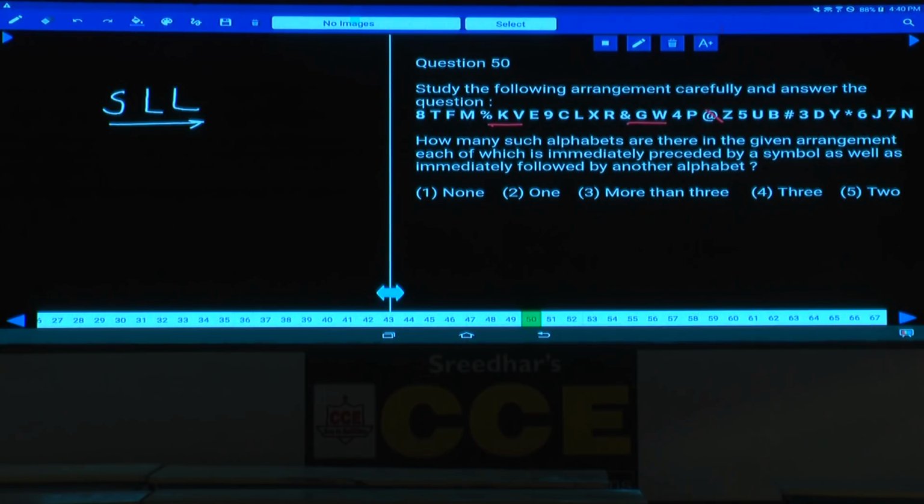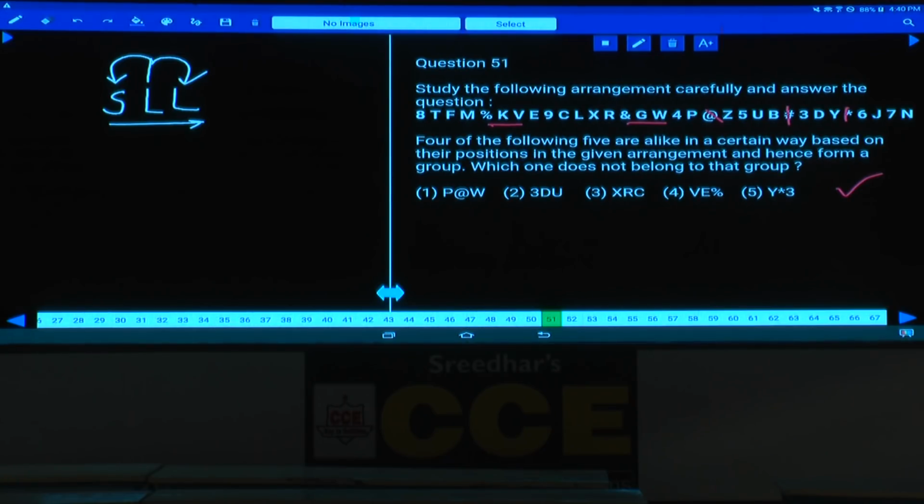And this is a symbol followed by a letter, but that letter is not followed by another letter, so it cannot be taken. And this symbol is not followed by a letter. Hence how many are there? In total we have 2. Hence question number 50, choice 5. There are 2 such letters immediately preceded by a symbol and immediately followed by a letter.